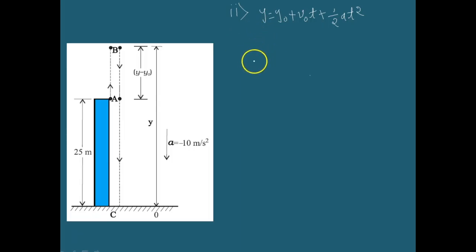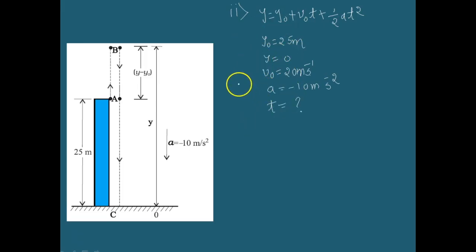So here y naught is 25 meters, isn't it? You can see it in this figure also. And y is 0. v naught is given by how much? 20 meters per second. And a is given by minus 10 meters per second square. Then what is the value of t?